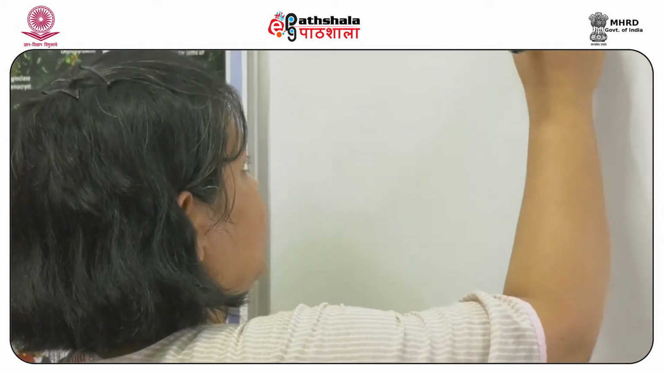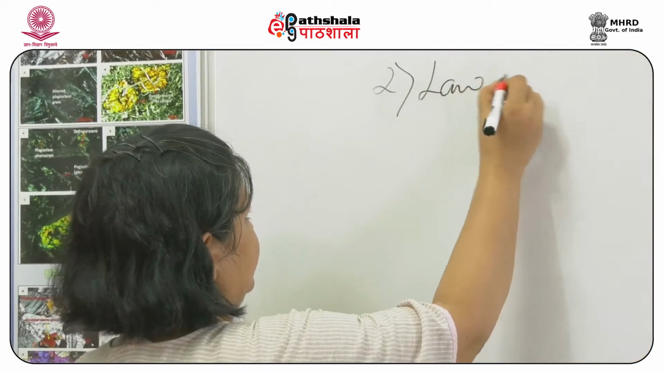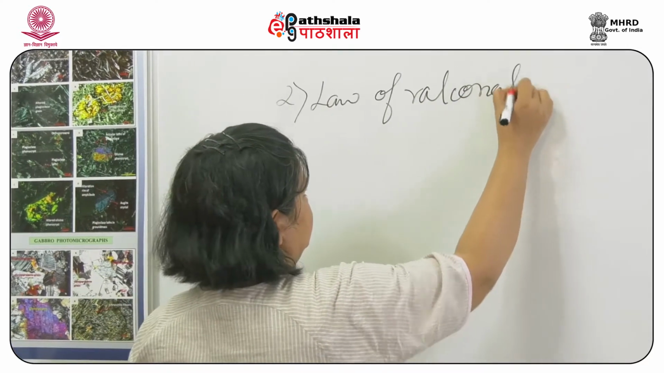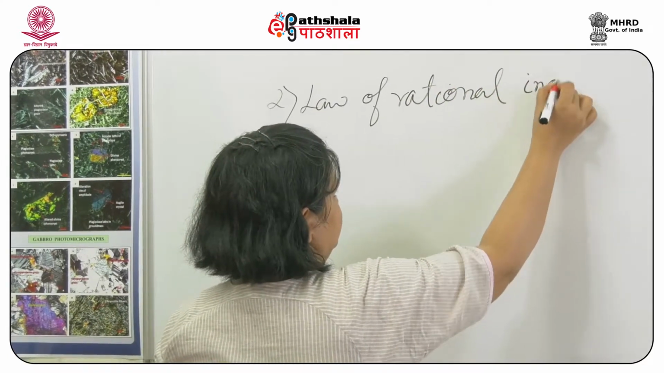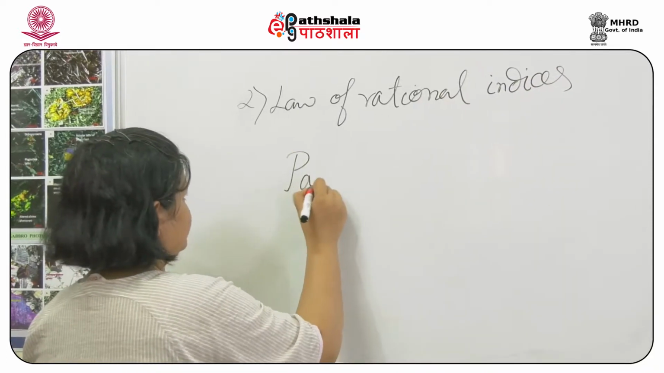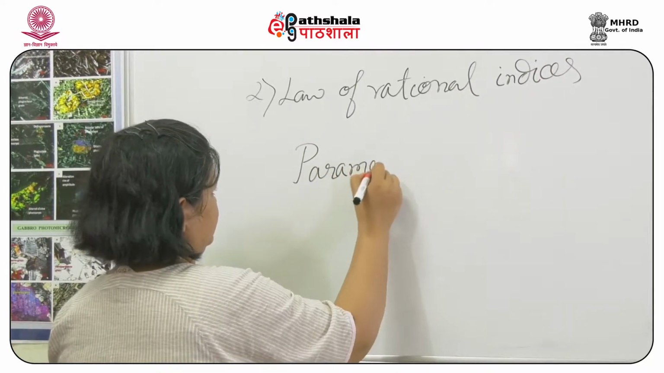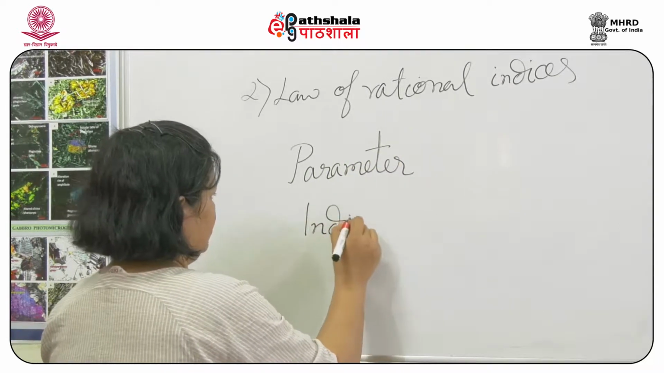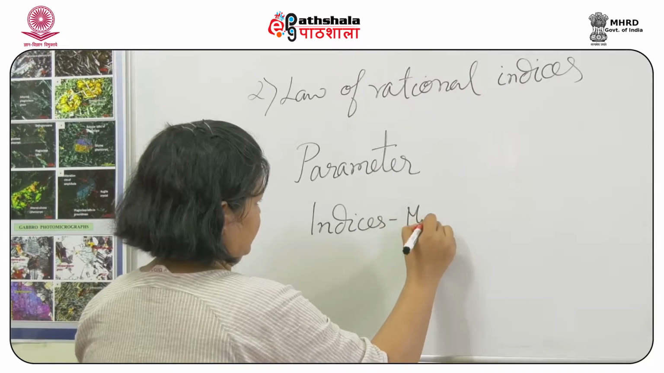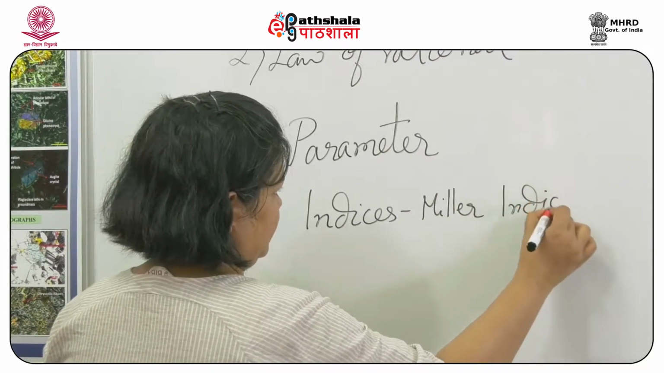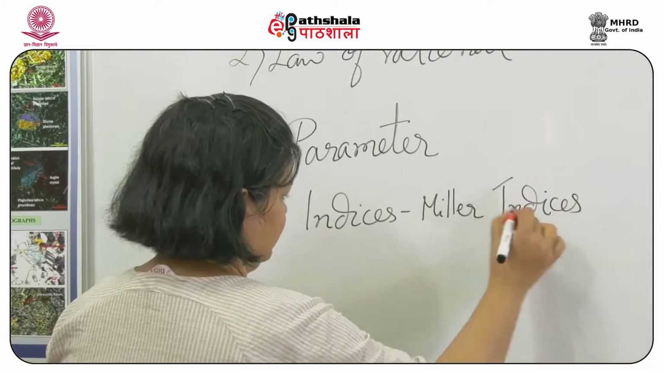Then we have the second law, which is the law of rational indices. Herein we have two concepts. One is the parameter and one is the indices, or commonly called Miller indices, after the scientist who found it out.